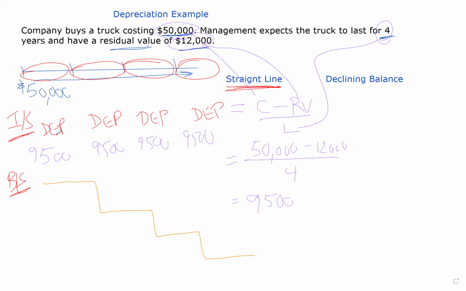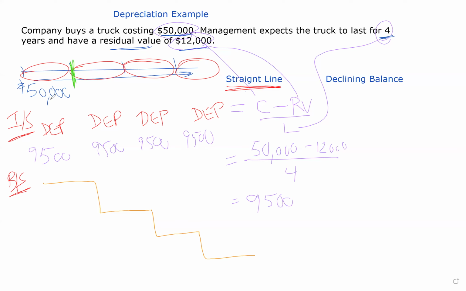Remember, the cost of the truck was 50,000. So what would we record on our balance sheet? And remember, our balance sheet is done at the end of the time period. So at the end of the time period, the carrying value on our balance sheet will have 50,000 minus 9,500. And so we're going to end up with 40,500. 40,500 would be the carrying value at the end of the first year for this truck.